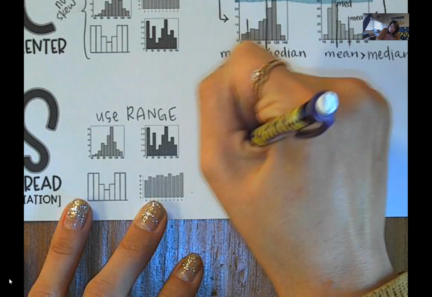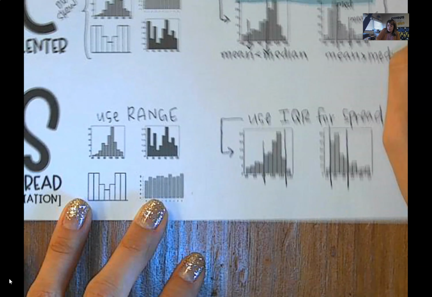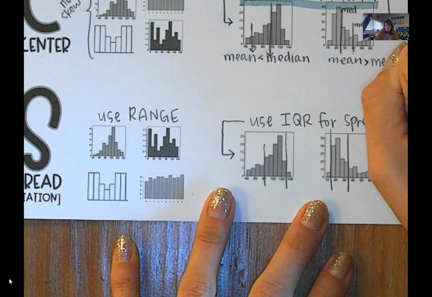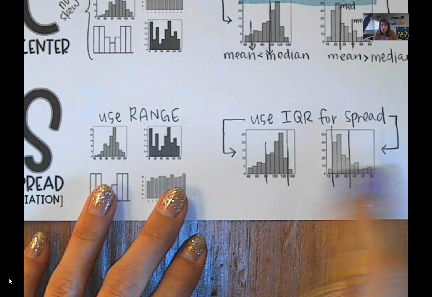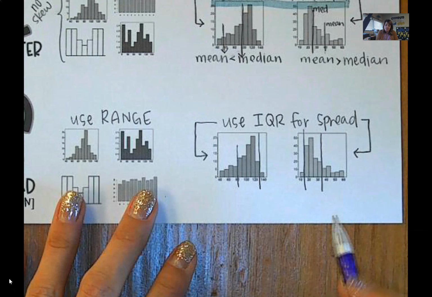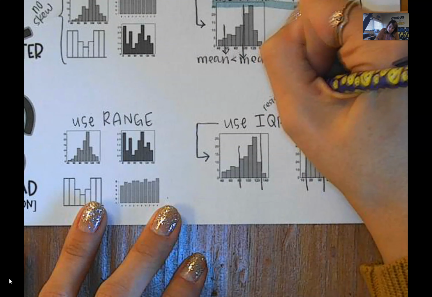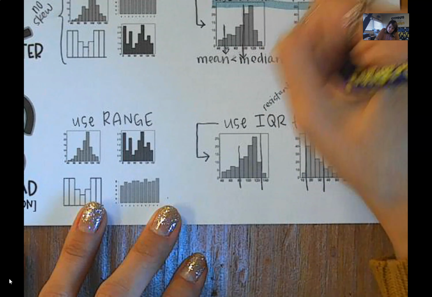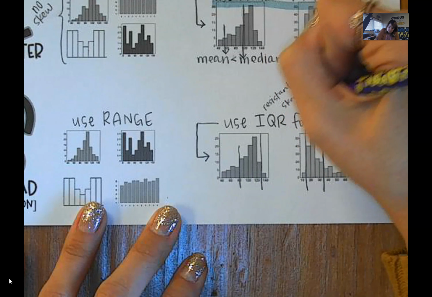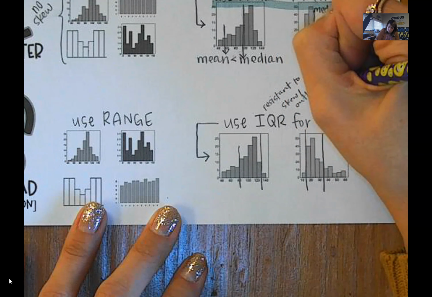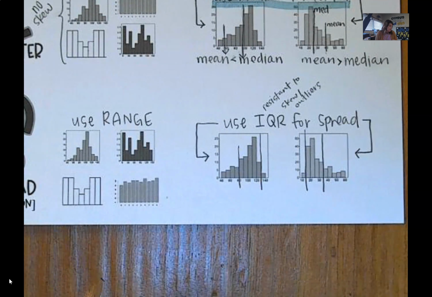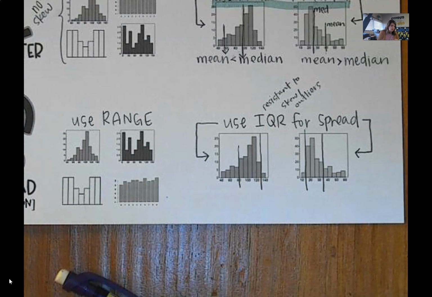So outliers and skew are going to affect your range. But IQR is resistant to skew and outliers. And then I'm going to highlight that for myself.